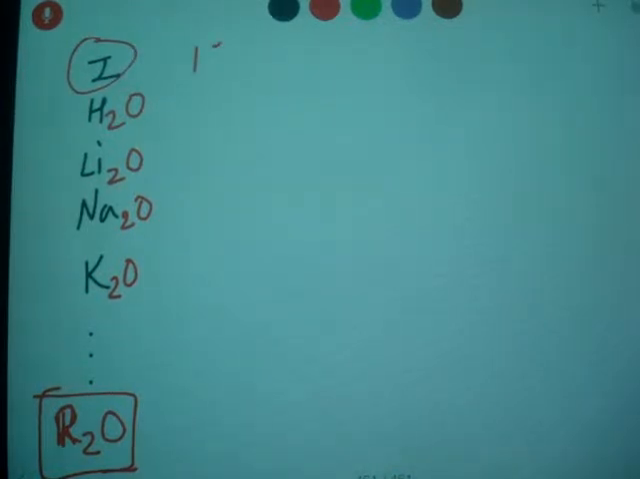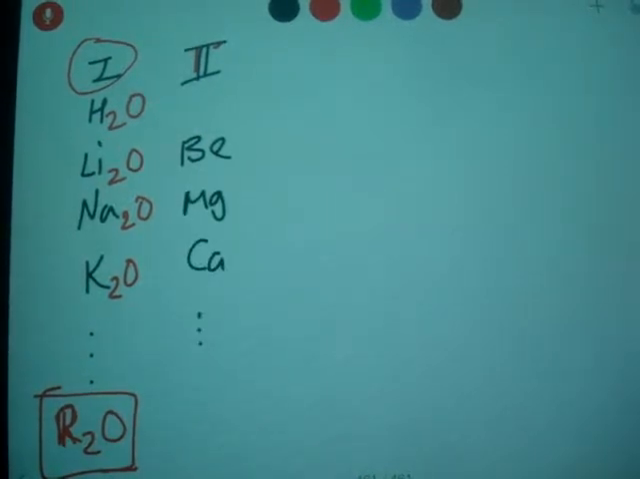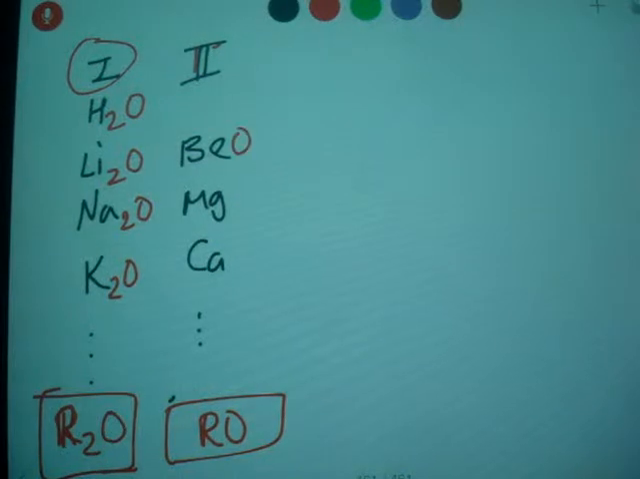For group 2, same thing. He said, okay, beryllium, magnesium, calcium, and so forth. And they make the formula RO. That means BeO, MgO, CaO. So like that he developed the periodic table. He organized the periodic table according to their element oxide.